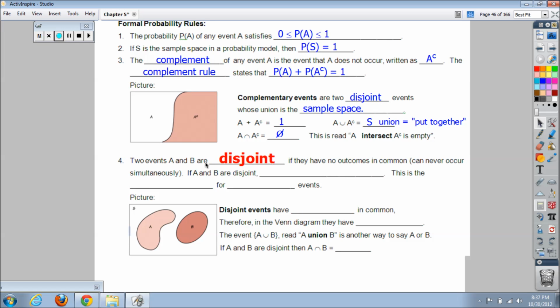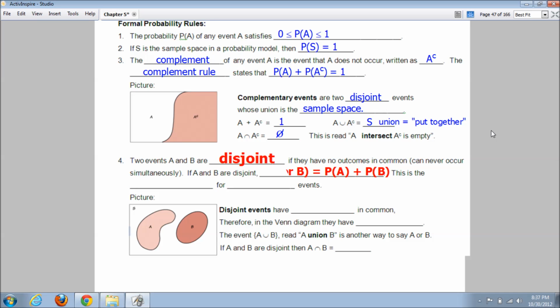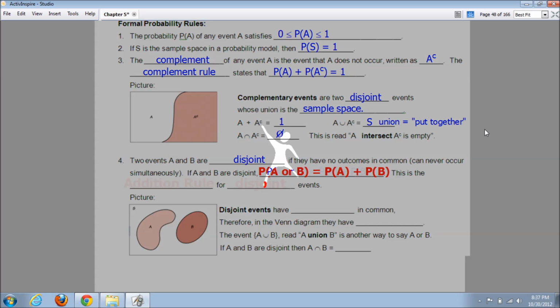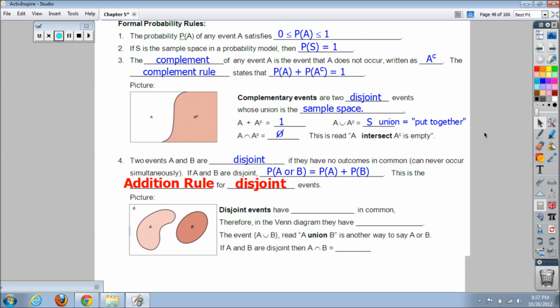Now, 2 events A and B are disjoint, and we set up here that complementary events are disjoint. Well, what if we had 2 events that weren't like A and A complement, or B and B complement? So we have 2 events, A and B, that aren't related necessarily in any way, but they are disjoint if they have no outcomes in common. They can never occur simultaneously. If A and B are disjoint, then the probability that A happens or B happens is equal to the sum of their individual probabilities. And this is called the addition rule for disjoint events.